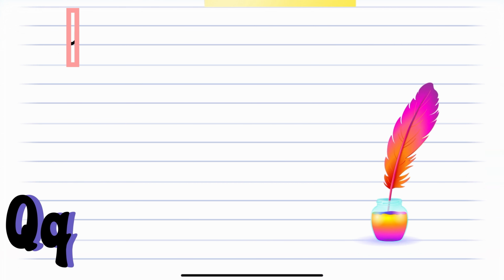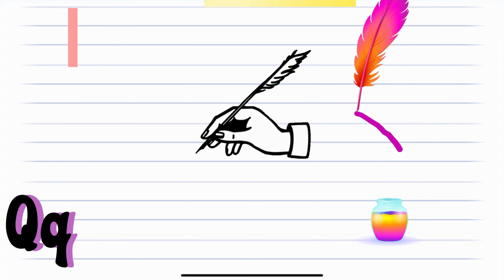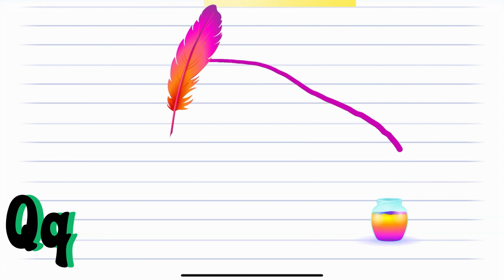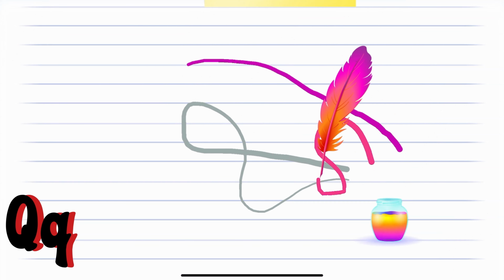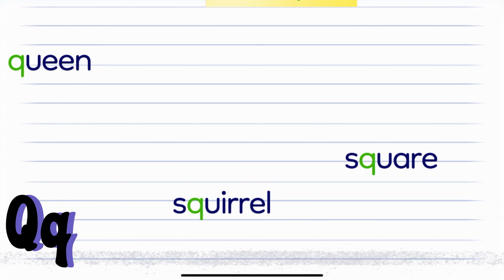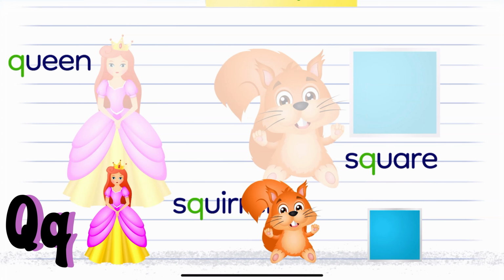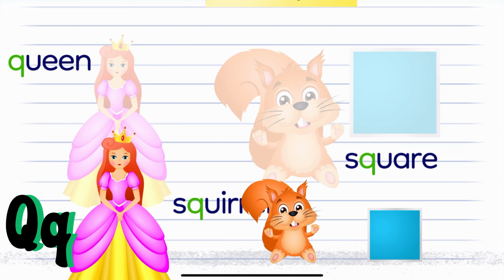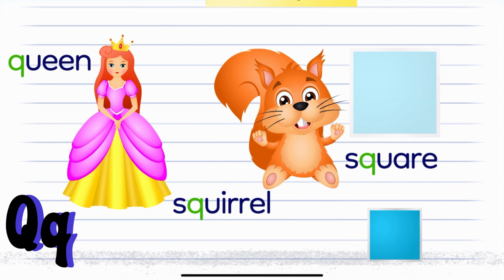Q is for quill. Look, this is a quill. Try to write something. Really cool. Q. K. Queen. Squirrel. Square. Q. K. Queen. Q. K. Squirrel. Q. K. Square.